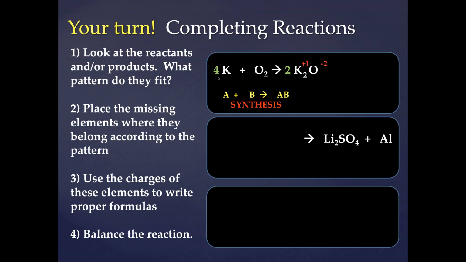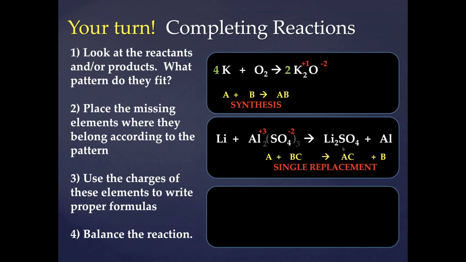In this reaction, we end up with lithium sulfate plus aluminum. This follows the pattern of single replacement. Aluminum used to be bonded to sulfate. Lithium used to be by itself. So lithium was by itself and aluminum was with sulfate. Aluminum's charge is +3, sulfate's is -2. You can look this up. And by dropping and swapping, we can complete the formula.